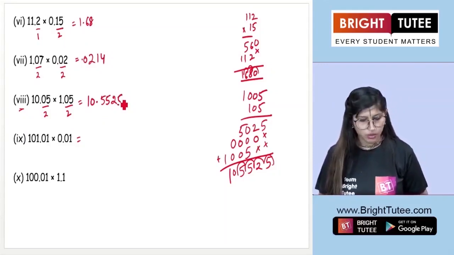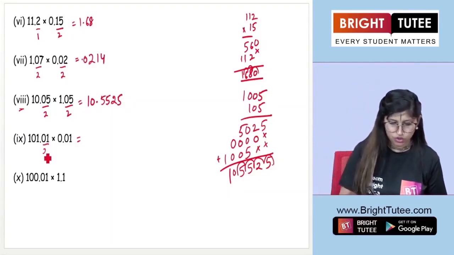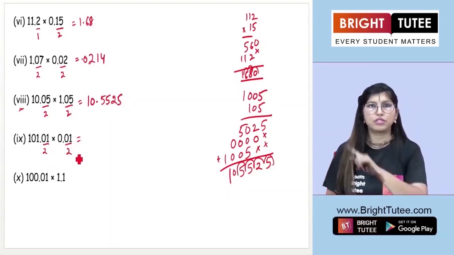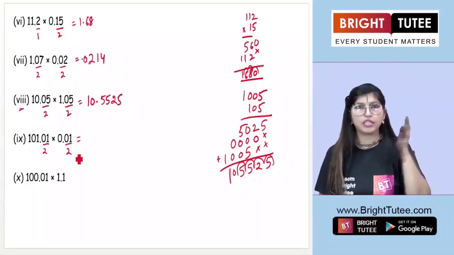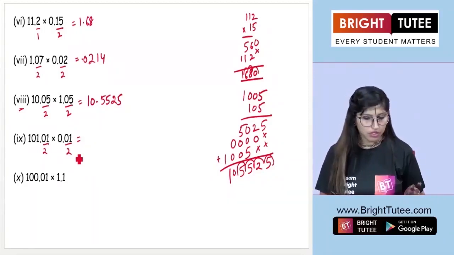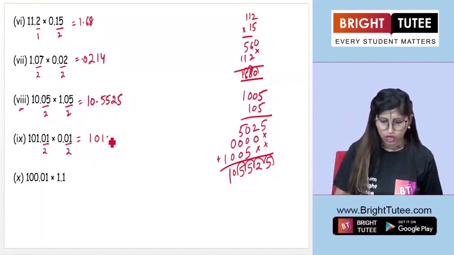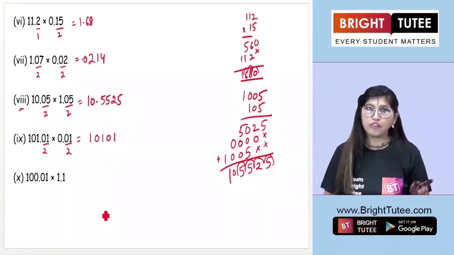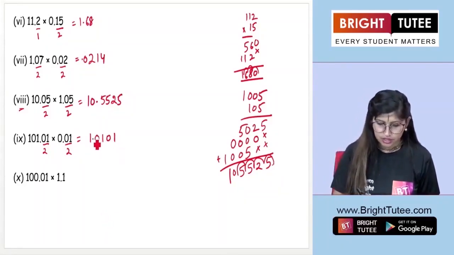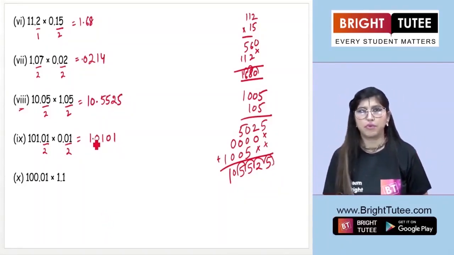Moving on to the next part, 10101 times 001, isn't it? So we have 101.01 multiplied by 0.01. 2 digits here, 2 digits here, so 4 places to the left. So if I ignore the decimal point, what do we get? 10101 multiplied by 1, which will be 10101. And moving 4 places to the left, we'll be getting this as the final answer, right?